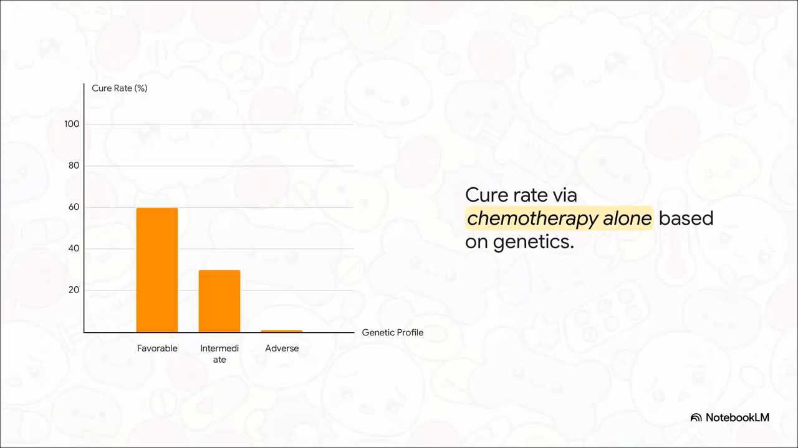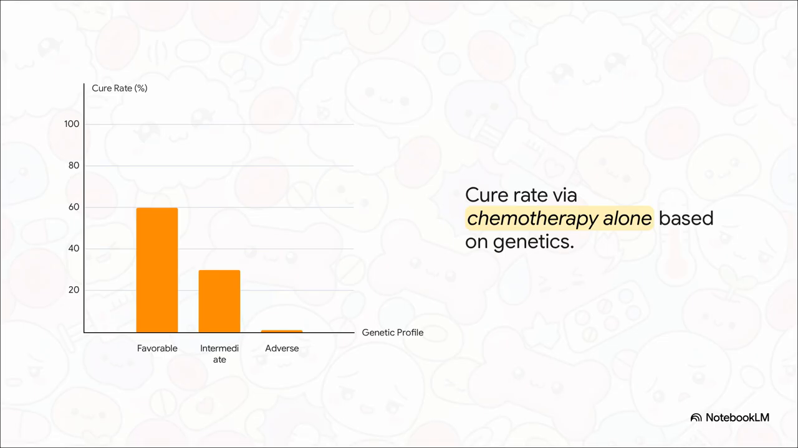And this vividly illustrates exactly why understanding these genetic blueprints is absolutely crucial for treatment. The specific genetic mutation a patient has completely dictates their prognosis. If a patient has a favorable mutation, like the T821 we just looked at, they have a pretty solid 60% chance of being cured with chemotherapy alone.